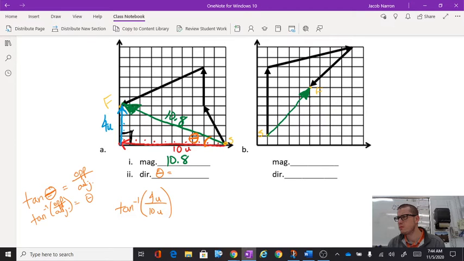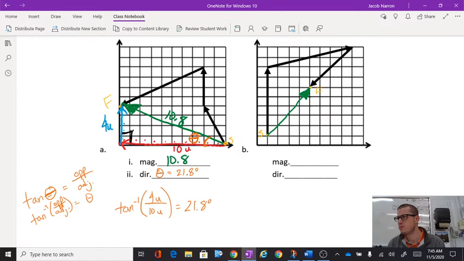So the reason I'm using 4 and 10 instead of the 10.8 is that 10.8 is a calculated value, so you're going to get not the wrong answer, but it's not going to be as right as if I use the two values that have less calculations associated with them. So I'm going to do inverse tangent in my calculator. I do second tan. That gives me tan to the negative 1 of 4 divided by 10, and I get 21.8. So there you go. 21.8 degrees is what we're looking for right there.